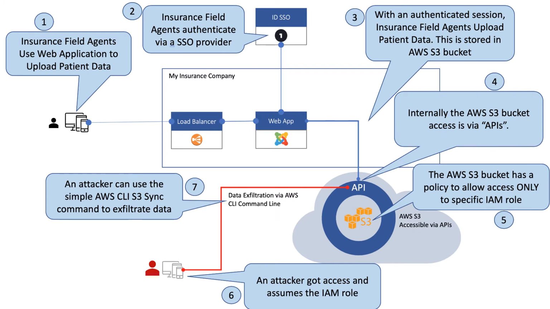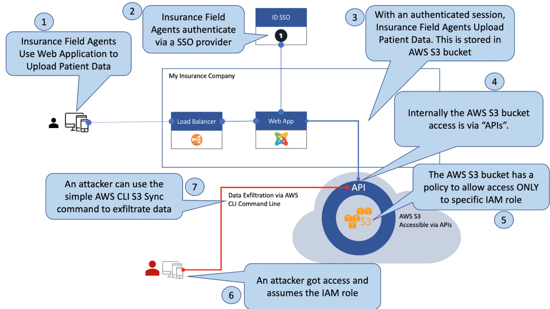First, the agent accesses the web or mobile application. They then have to sign into the application. In this case, they are using a single sign-on provider. Once they have successfully logged in and have access to the portal, they can begin uploading and downloading their files. It's important to note, though, these documents are actually stored on an AWS S3 bucket behind the scenes.